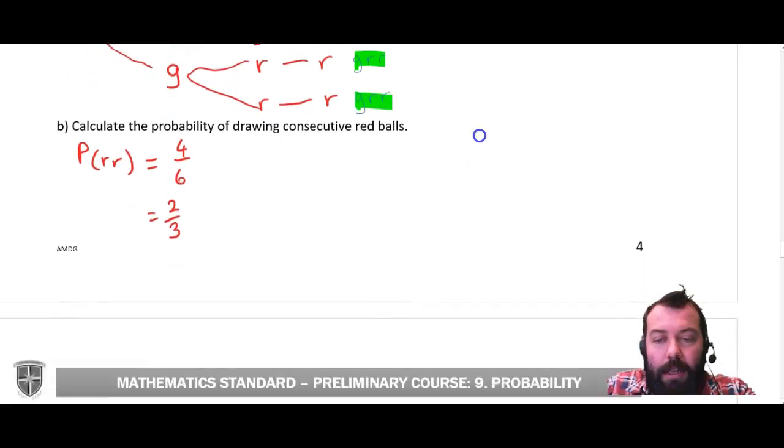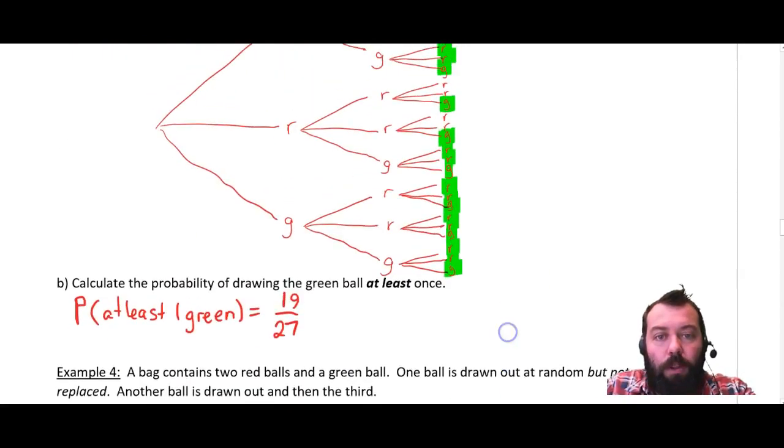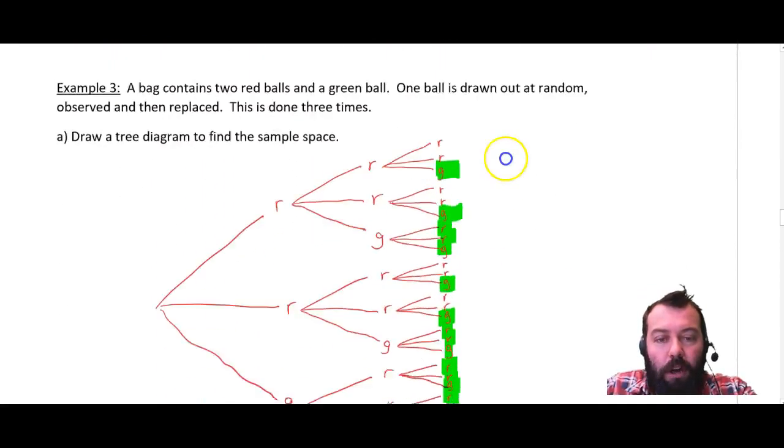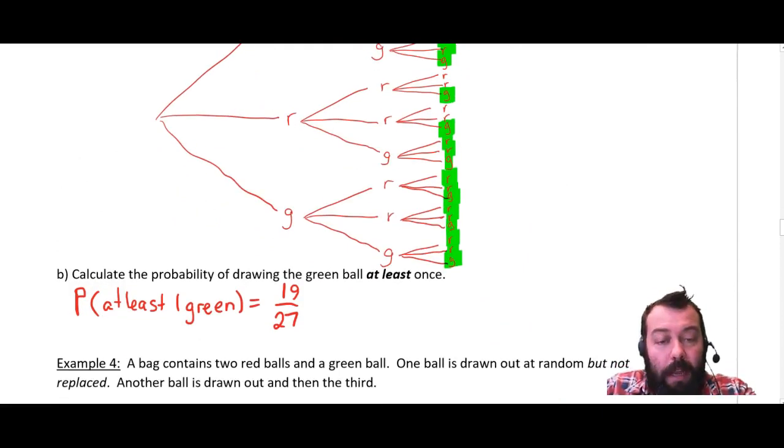Anyhow, that is how we use a table or a tree diagram to investigate the sample space and then calculate the probability of multi-stage events.